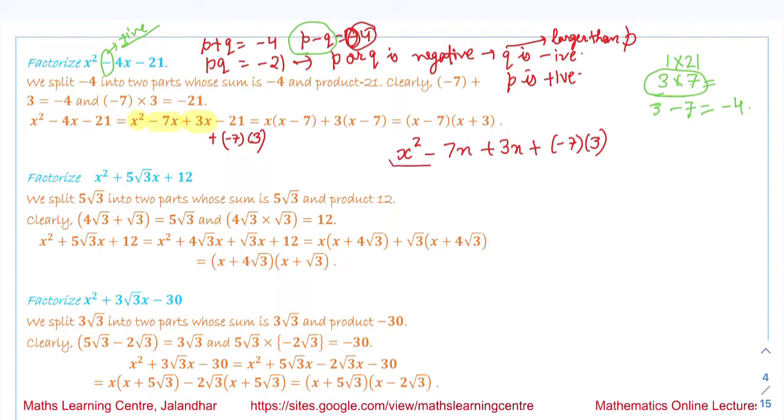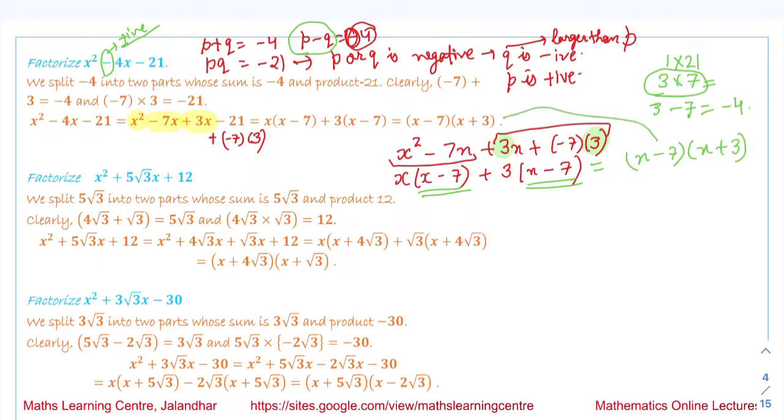So you will group these two terms. From the first two terms we are taking x common, so the answer is x minus 7. From the next terms we are taking 3 common and we are left with x minus 7. So from both these terms you can take x minus 7 common. When you take x minus 7 common, the answer you will get is x minus 7 into x plus 3.